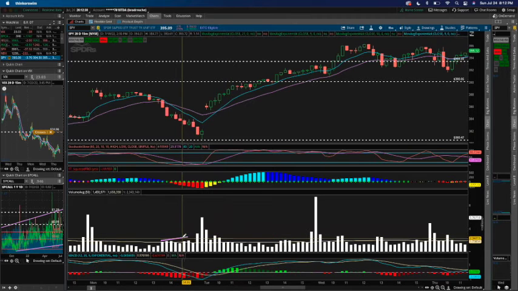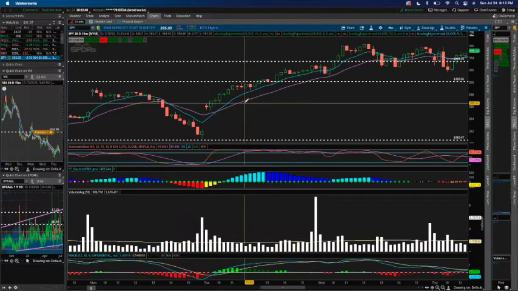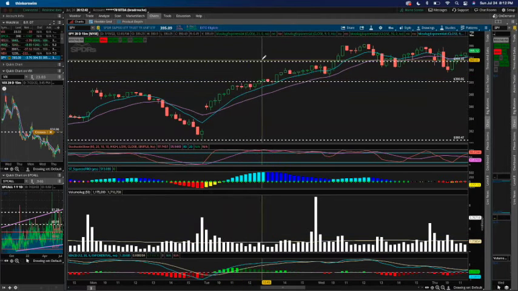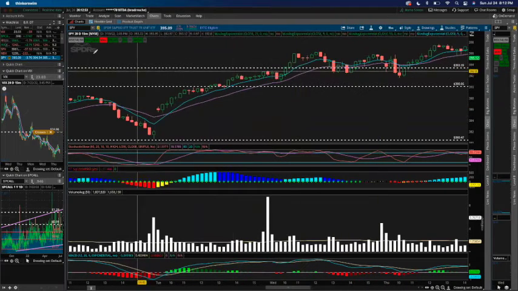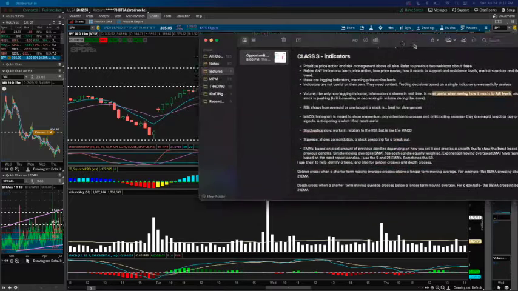So really that's how I use it. It's a pretty simple explanation, but I like to watch it around support and resistance areas. And then I like to watch it when a stock is making a really big move, to see if it's really going to continue. So that's volume.